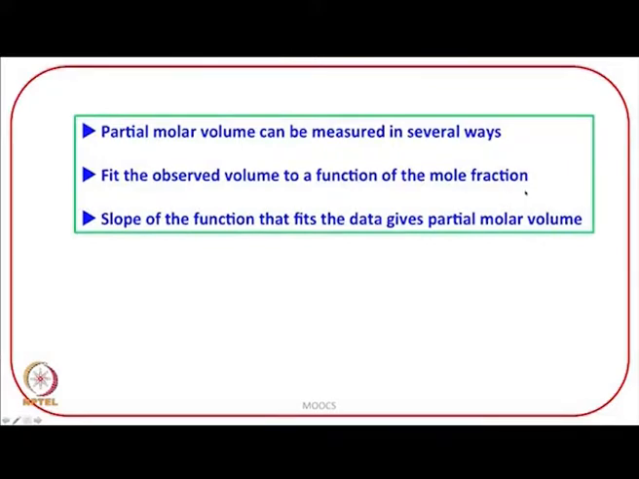So if we are able to measure the densities, we will be able to determine the volume, and then what we do is we find a mathematical expression for how the volume depends upon the composition, how the volume depends upon the mole fraction of one of the components in the mixture. So that is what is mentioned over here. Fit the observed volume to a function of the mole fraction. The slope of the function that fits the data gives the partial molar volume.